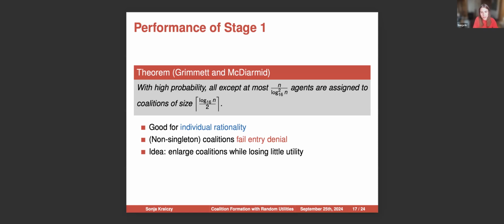All except at most n over roughly log squared n agents are assigned to coalitions of size of the order of log n. So note that if you subtract from n the number of remaining agents and divide by the coalition size, you will see that we have of the order of n over log n coalitions. So that's an order of magnitude larger than the number of remaining agents. So it's actually not that many remaining agents that we still have to deal with.